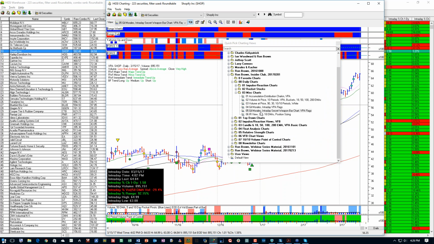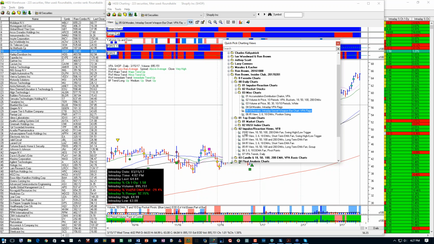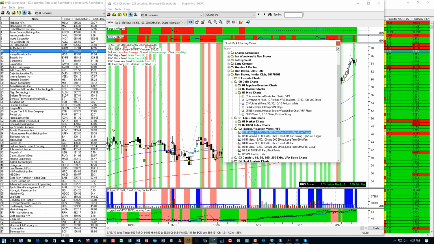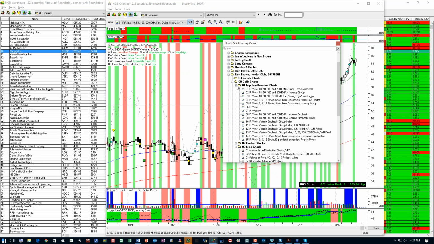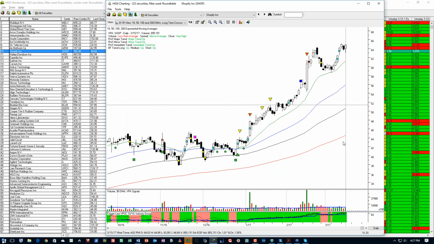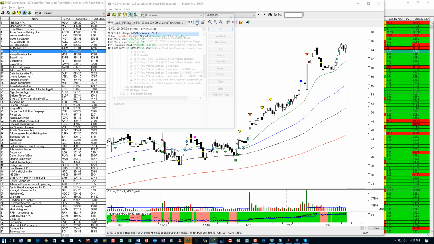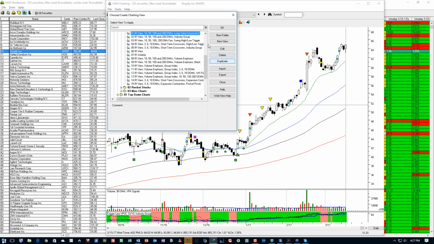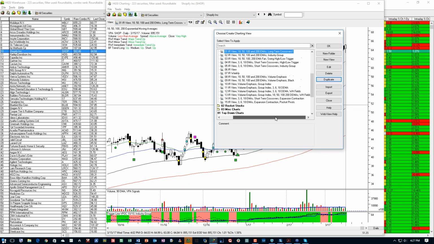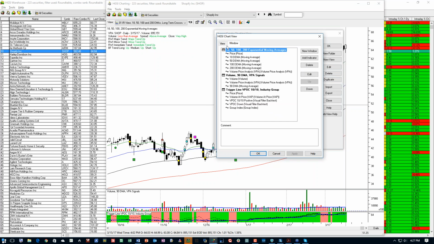Okay, now I'm going to go to a different chart. Okay, no, I don't want that one. I just want a plain chart here. Okay, you want to change it to a bar chart. First thing I'd do, I would choose Create View. I would duplicate it. I would edit it.